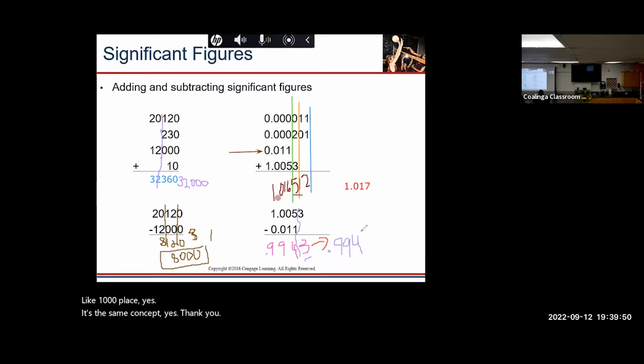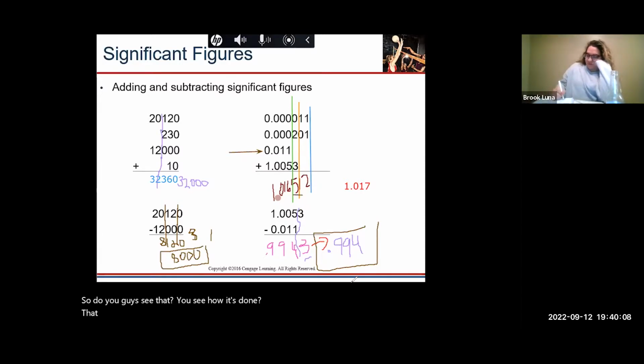Okay. And 3 sig figs for the last one. So do you guys see that? You see how it's done? That makes so much more sense.